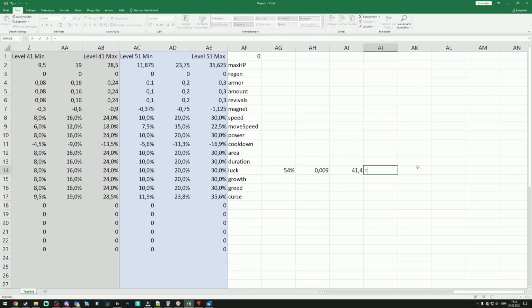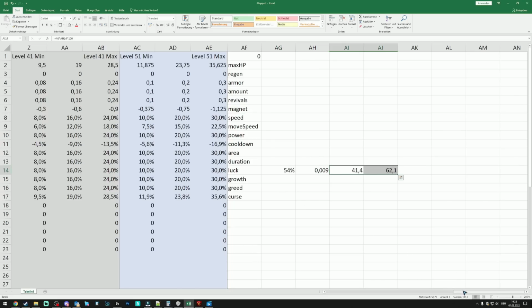Now we can also do the same for a 1.5, so we take 1.5 times this value. The highest with a 1.5 times multiplier would be 62.1%. This also means if we are in between these two values, then we know we have a 1.5 multiplier. And I guess 54% is between these two.